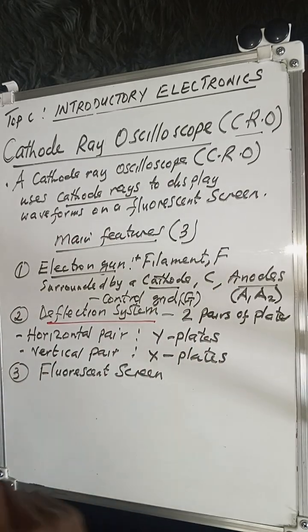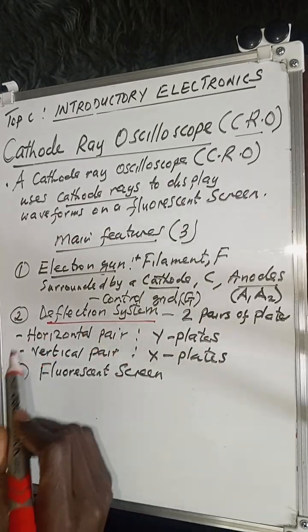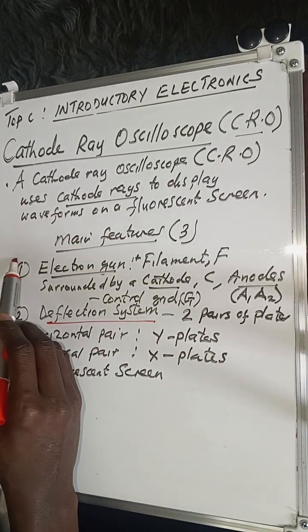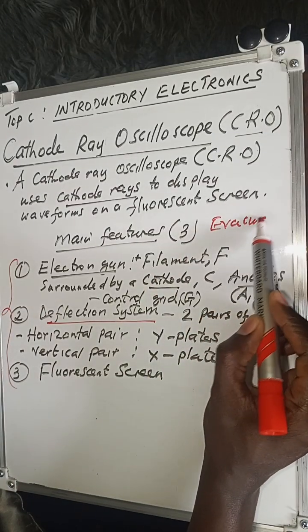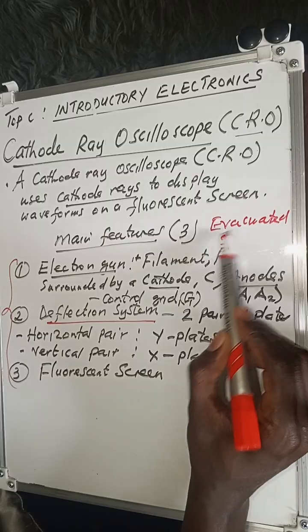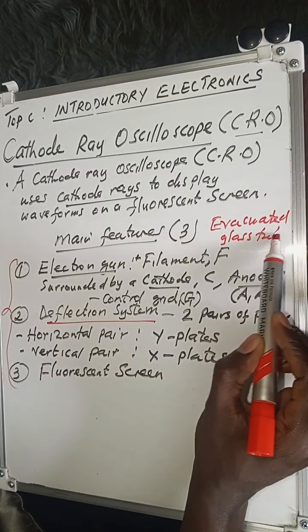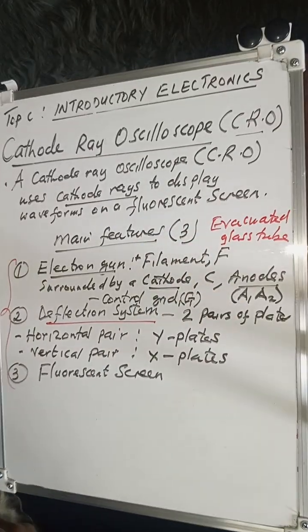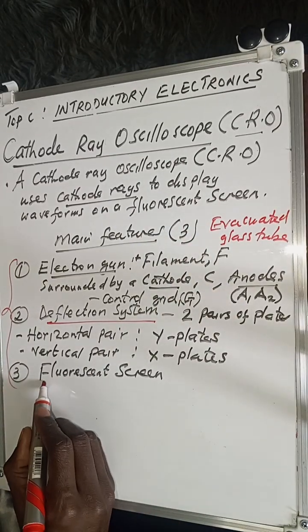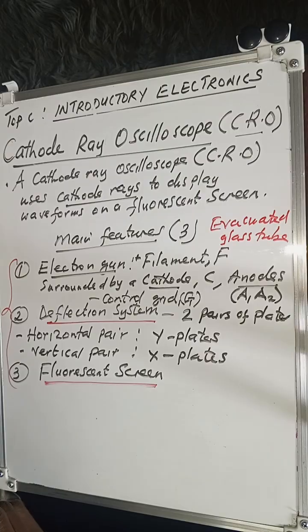So at the end of the evacuated tube, remember what we said, all these three components exist in what we are calling an evacuated glass tube. So it has to be evacuated, no air molecules whatsoever. At the end of the evacuated glass tube, we are going to find our last component, the fluorescent screen. I've called it S.